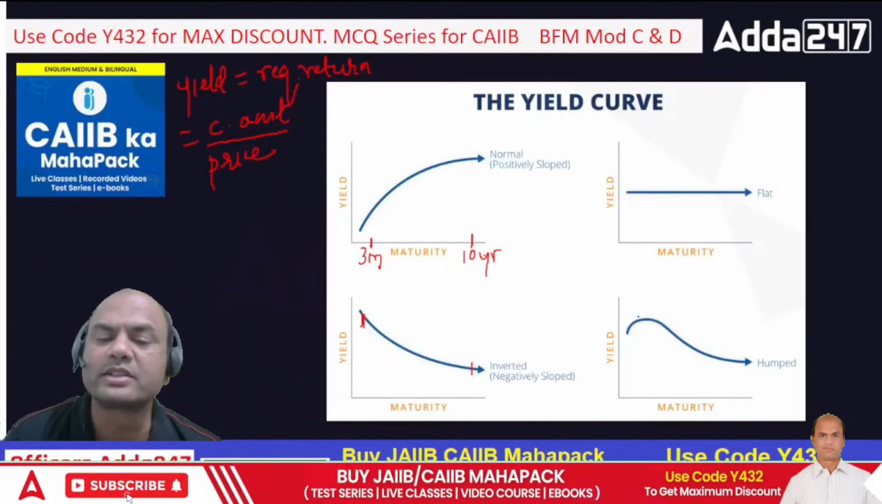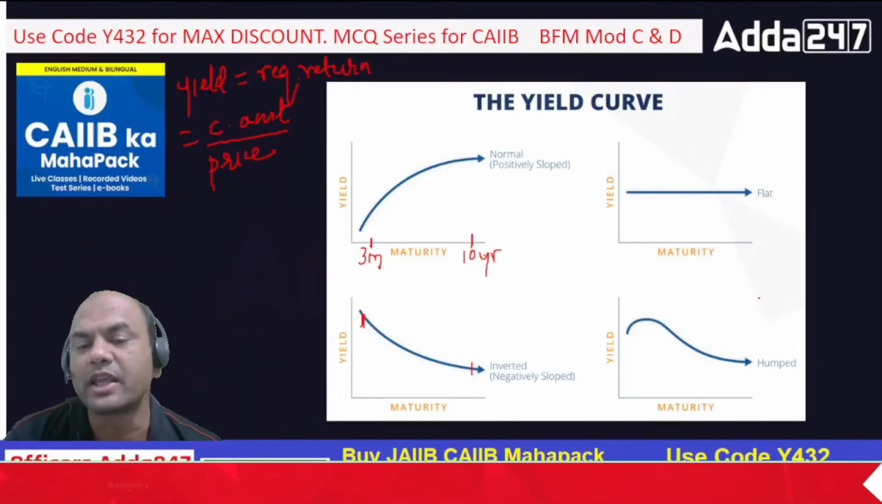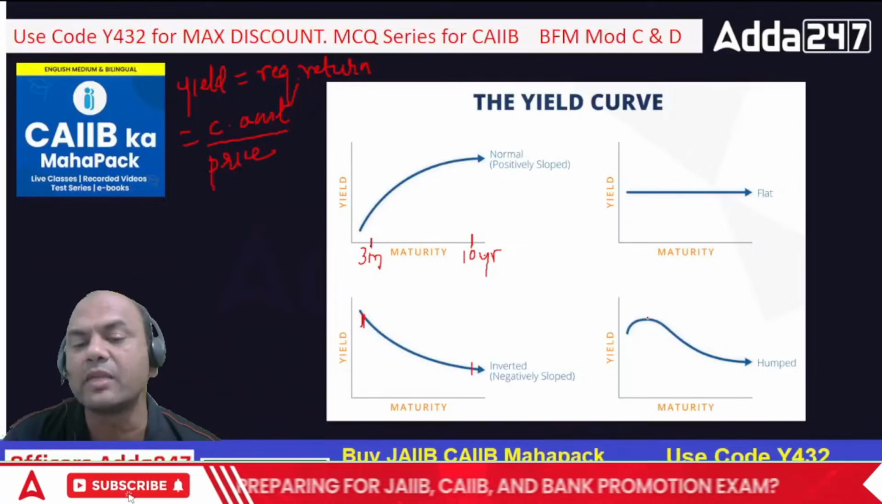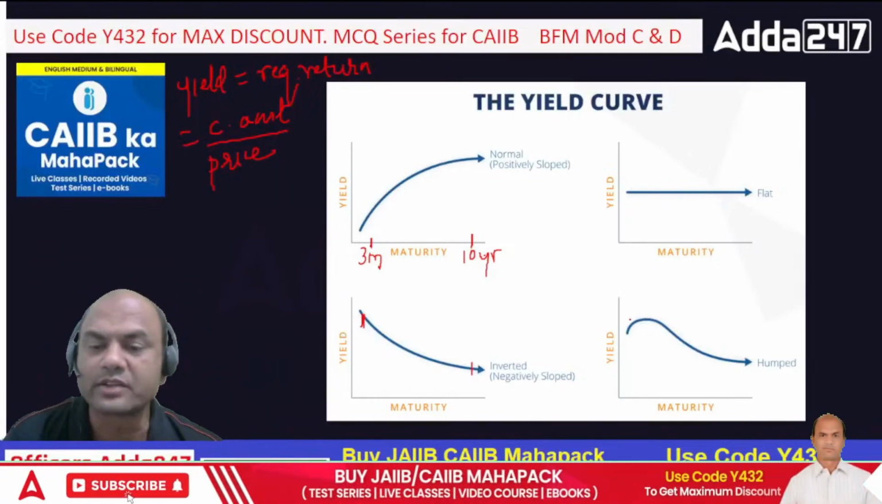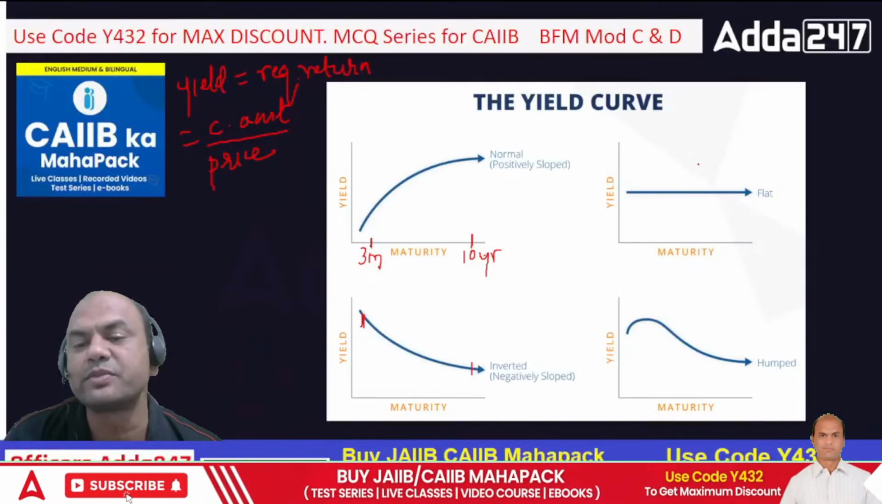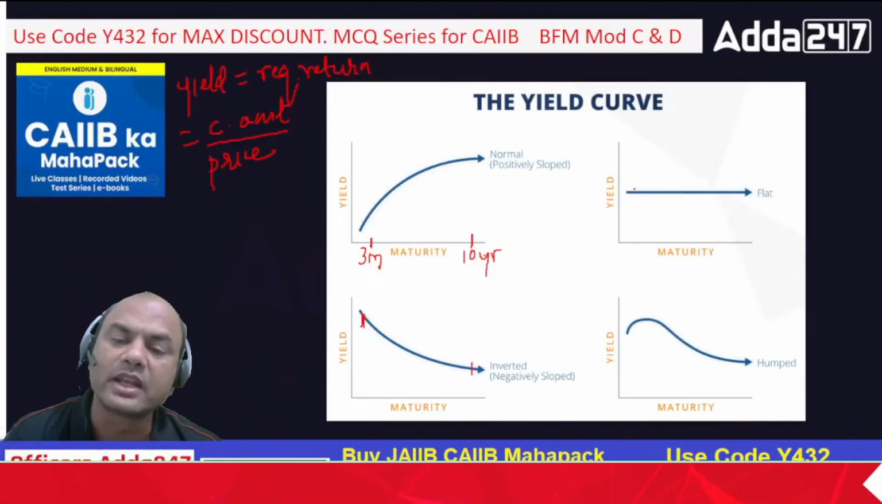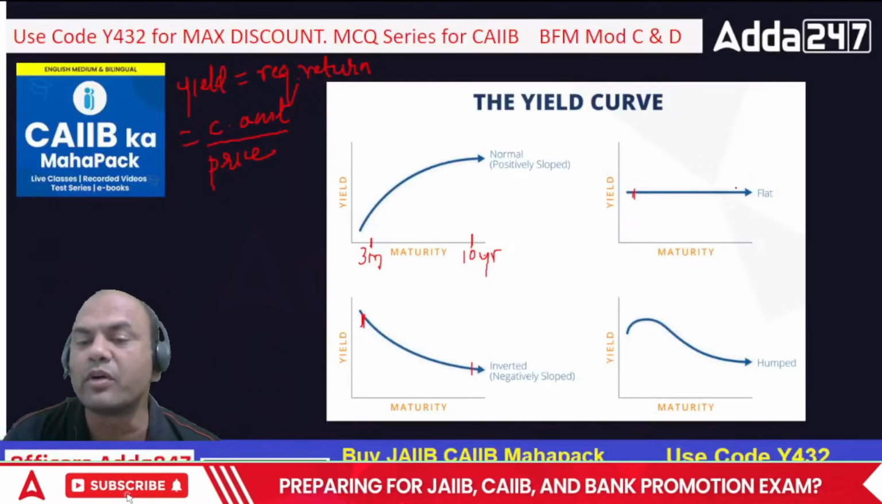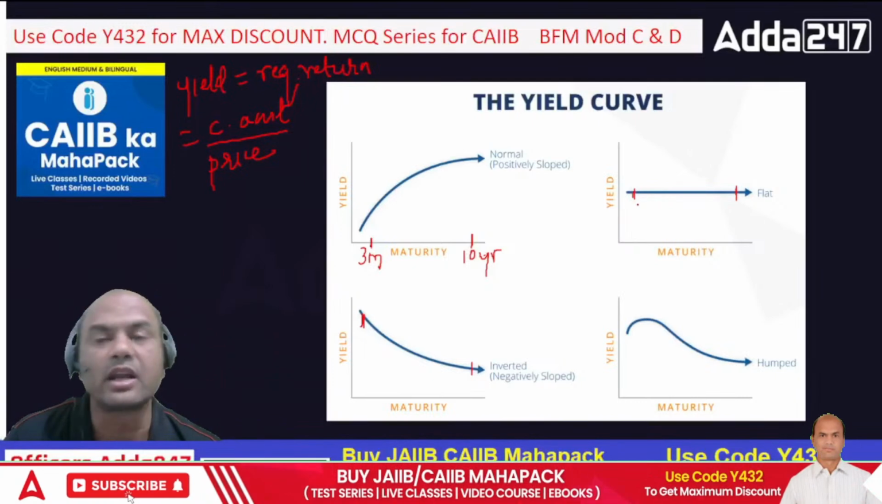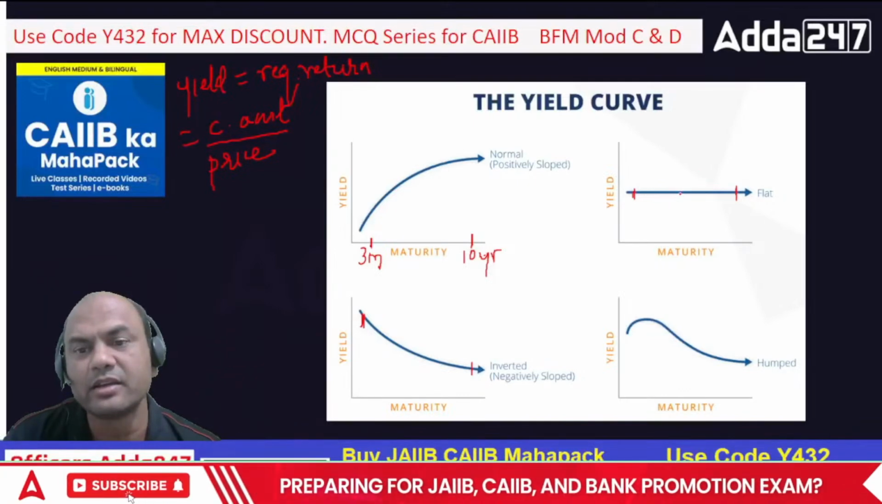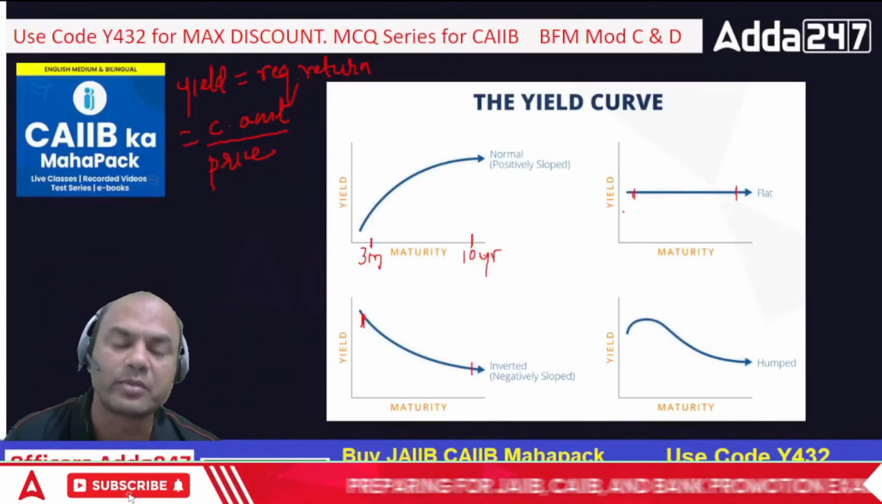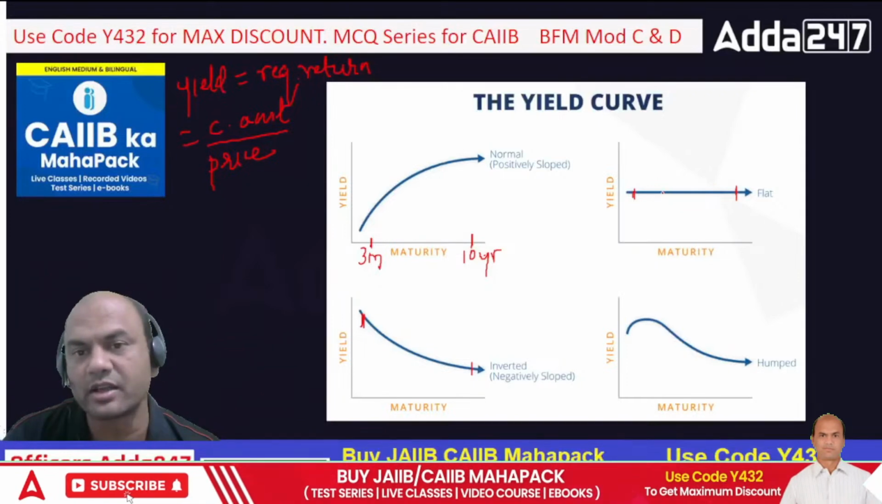Camel hump means what? Similar to that of the inverted. Camel hump means right now in the short period I will be growing, but in the longer duration I will go down. So that is called camel hump. And last one, this is flat. Flat means for 3 months also I will be getting the same returns, for 10 years also the same returns. It means my country won't grow at all. It won't go down, but it won't grow also. The growth rate will be flat for my country as such.